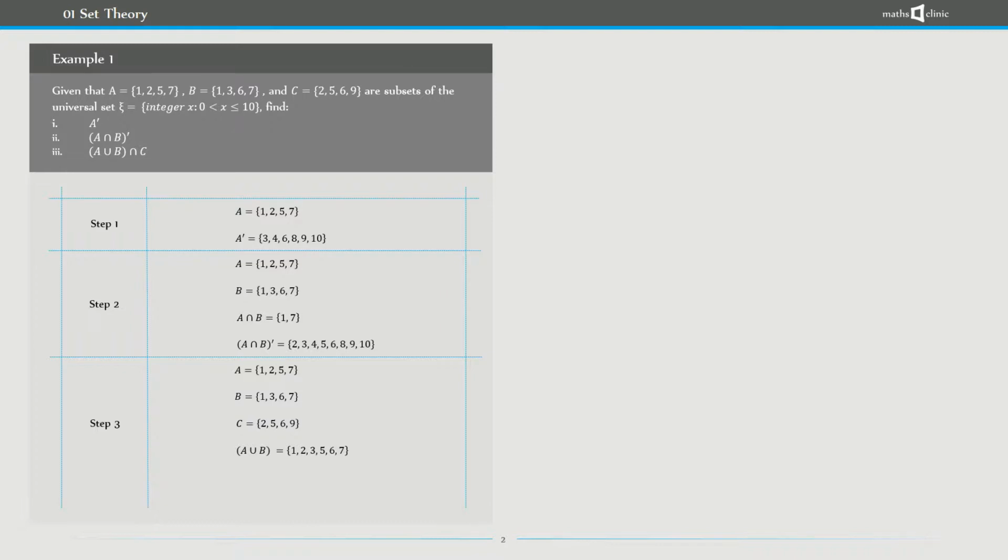Let's take note of something here. When you solve for the union of two sets, you do not repeat terms. If you bring these two sets together, you actually have 1, 1, 2, 3, 5, 6, 7, 7. But when you're solving for the union of two sets, you don't do repetitions. So you have a single 1 and a single 7. So A union B is 1, 2, 3, 5, 6 and 7.